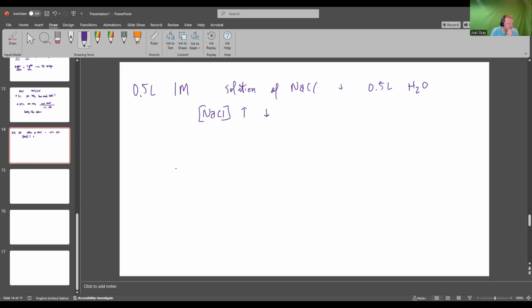Now, let's change this a little bit. Let's say that I had 0.5 liters of a solution, and let's say that the solution had a hydrogen ion concentration of 1.0 times 10 to the negative third molar. What can you tell me about that solution?